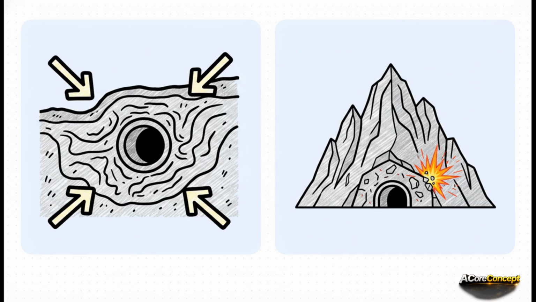If you're tunneling through the Lesser Himalayas, you're dealing with weak, heavily sheared rock like phyllites and schists, stuff that just wants to deform and squeeze inward. But transition over into the Higher Himalayas, and suddenly you're under more than 1,000 meters of solid rock cover. It's massive, brittle, crystalline strata like gneiss and quartzite. Down there, the primary danger isn't squeezing, it's violent, explosive rock bursts.